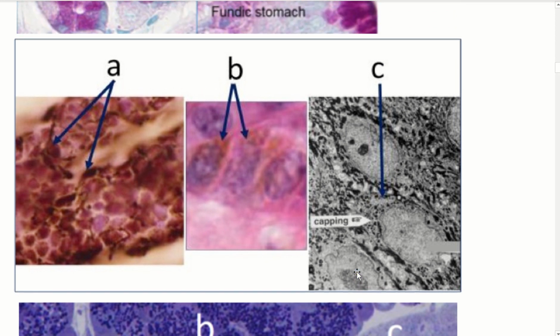This one is about the skin, right? And hopefully you recognize from my review, this is a picture of a melanocyte, right? So this is a melanocyte.